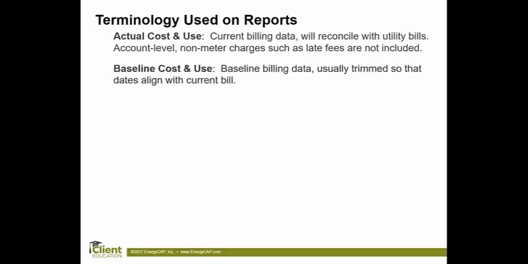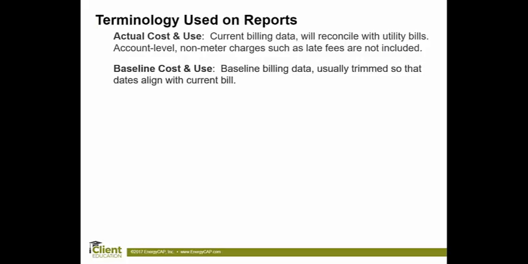And then on some of the reports, it shows the baseline cost and use. One of the principles of option C is that you select the one-year baseline, usually the year immediately before your energy savings initiative started. So you'll see some of the reports show the baseline data, the baseline cost and the baseline use. That is data that's right off of the baseline utility bills.